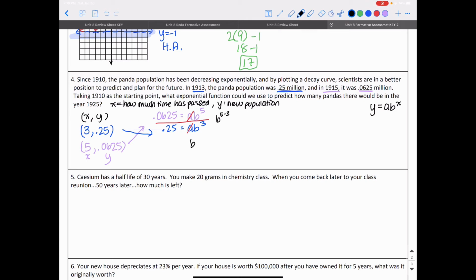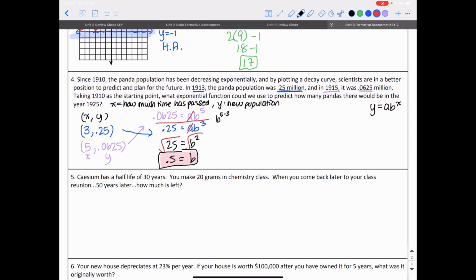I'm going to have b to the second power is equal to 0.0625 divided by 0.25. To find b by itself, I'm going to take the square root of both sides, and I'm going to see that b is equal to 0.5. So this is my growth rate, and I'm going to use this growth rate to find what my initial amount is. I'm going to plug it into one of my equations.